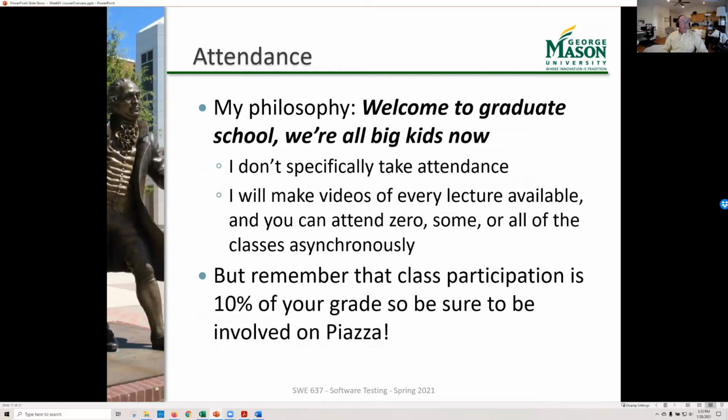I think I pretty much said all these things already, but the first line is sort of my overriding thing. I only teach graduate classes. I don't teach undergrad classes. I don't teach high school classes. I don't teach middle school classes. We're all big kids now. I expect you to know and figure out what's good for you and how you best want to do things. I don't take attendance. You can come to class, you can watch the videos later, you can manage this class however you want, and that's okay with me. But remember that class participation is 10% of your grade, so figure out how to claim some of that.